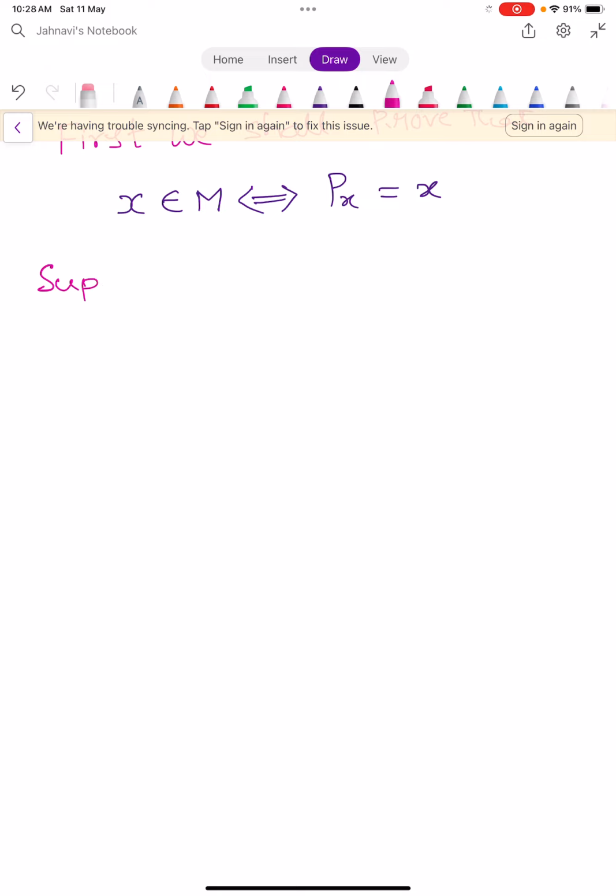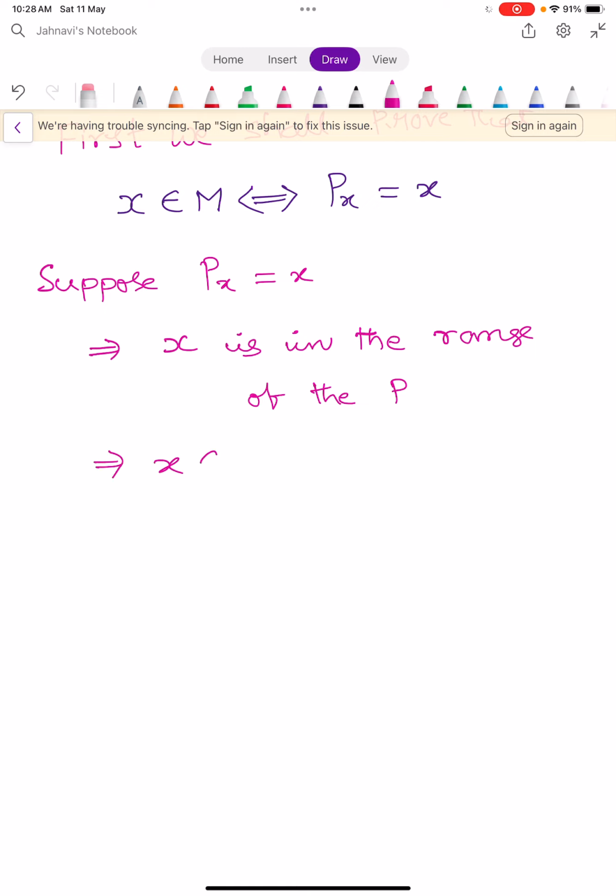Suppose Px is equal to X. It means then X is in the range of the projection P. X is in the range of the projection P means this X belongs to capital M. Now we prove the converse part. Converse of this statement. We show that Px is equal to X implies X belongs to capital M.